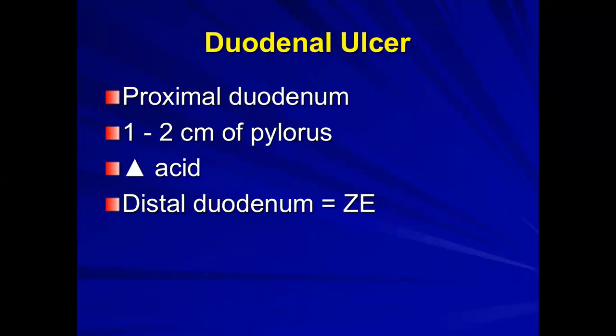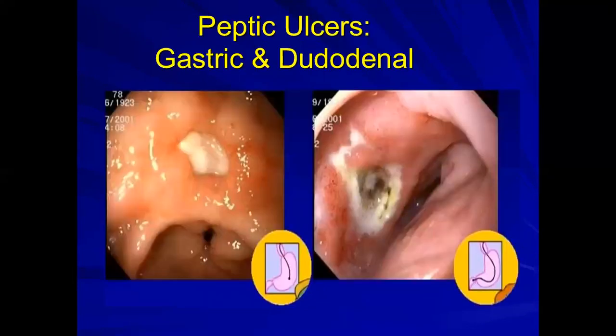Duodenal ulcer usually occurs in the proximal duodenum, 1 to 2 centimeters from the pylorus. It is associated with an increase in acid production. And if you find ulcers in the distal duodenum, the cause may be Zollinger-Ellison syndrome.